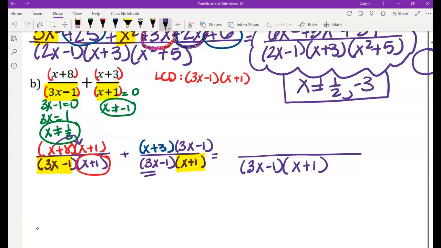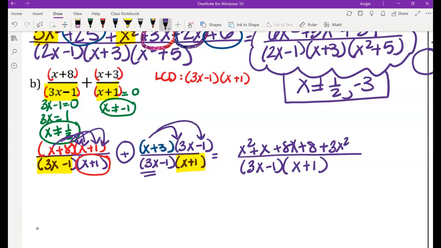And then we FOIL. Ready? X times x is x squared. X times 1 is 1x, or x. 8 times x is 8x now, right? This middle. And 8 times 1 is 8. Okay, so now this one says add, so we are going to add. 1x times 3x is 3x squared. X times -1 is -x. 3 times 3x is now 9x. Extend my fraction bar. 3 times -1 is -3.